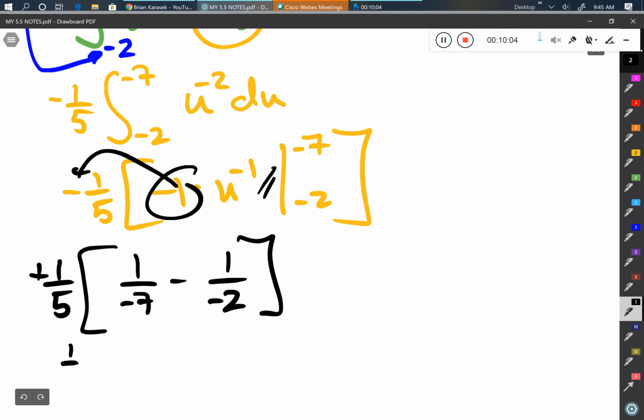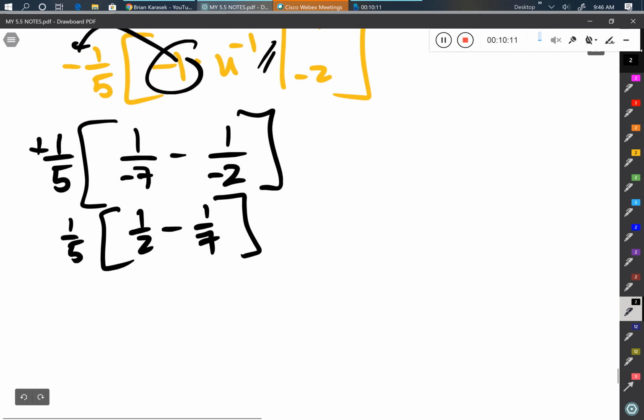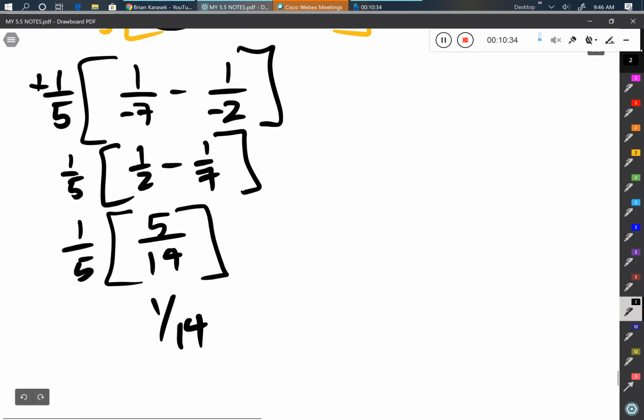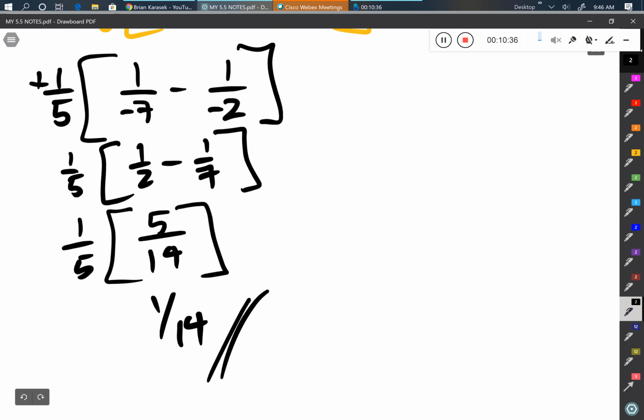So let's see, 1/5 times 1/2 minus 1/7. Let's see, 1/2 minus 1/7. I'm sure you just know that off the top of your head is 5/14. 1/2 is 7/14. 1/7 is 2/14. 7/14 minus 2/14 is 5/14. And I get 1/14 in the end. So the value of my integral is 1/14.